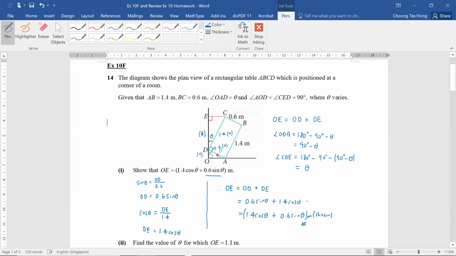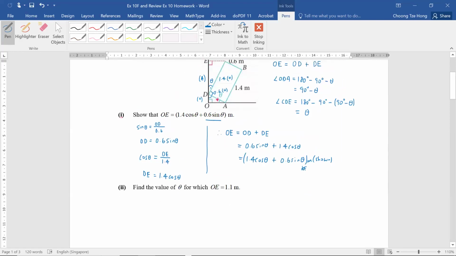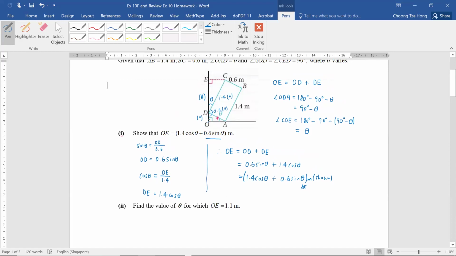The second part: find the value of theta for which OE is 1.1. They lead it in such a way that from O to the point E, E is the horizontal line from the highest point of the table. In this case it's the top view, but we can still say the uppermost point. Now they want to find the value of theta that will give us OE to be 1.1. OE we have already shown is this expression. So we equate this to 1.1.